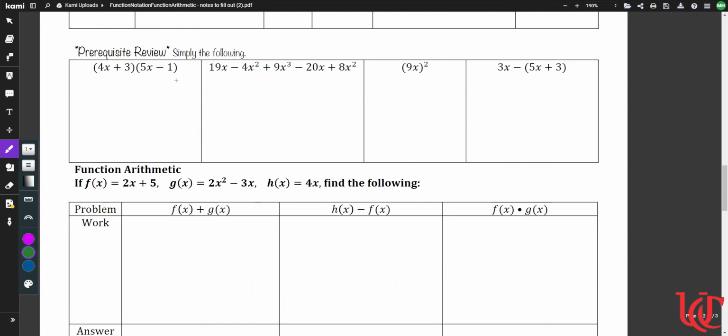Now, some of the skills that we're going to do, this has got some arithmetic or algebra, kind of pre-algebra type of review, combining like terms, foiling, that kind of stuff. So we're going to be looking at just some of those skills. So we'll do these 4 problems a little quickly.